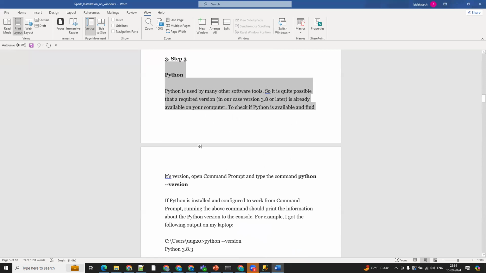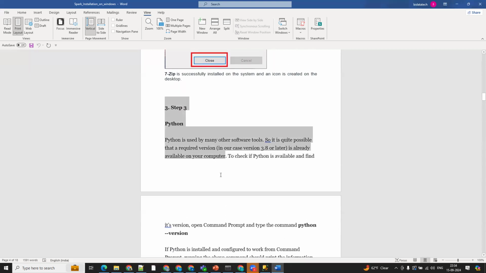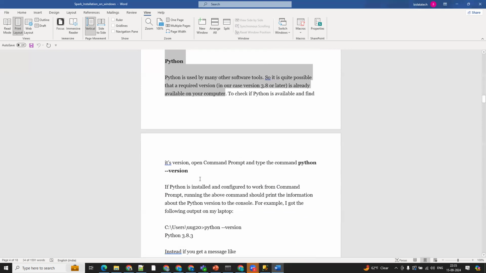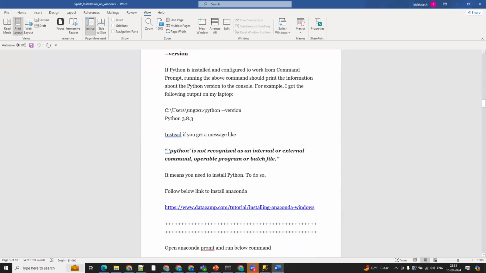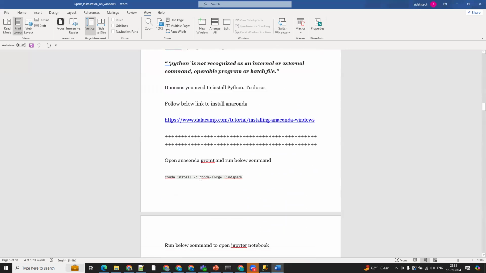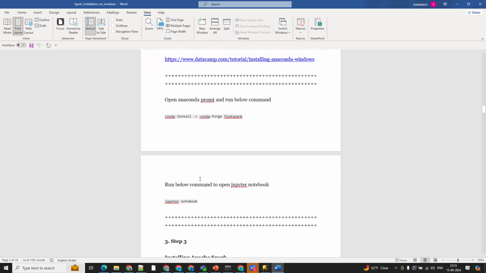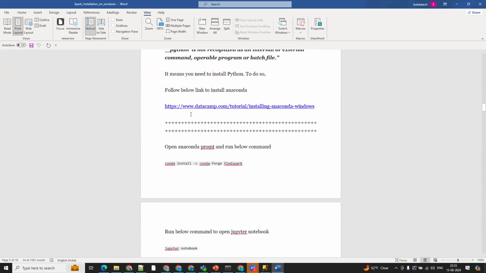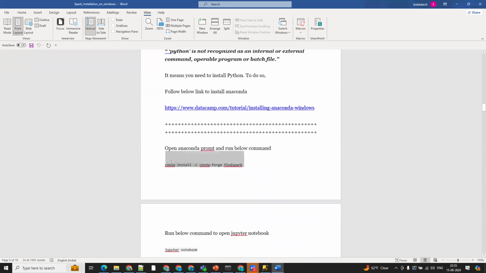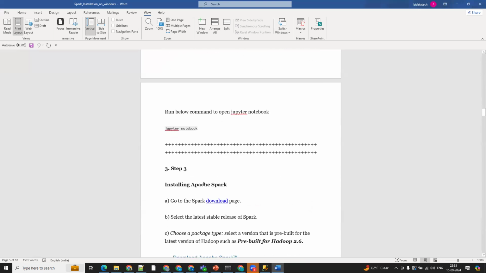Okay, so I've given the steps here. Third step you can ignore if you have already installed that Anaconda. Third step, please ignore. And since you're installing Anaconda here, you need to run these commands as well, because Anaconda has to understand where Spark is installed and all. And after that, you need to install Apache Spark.